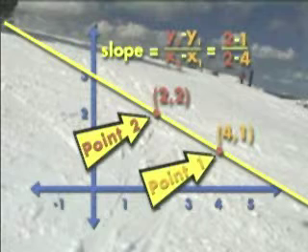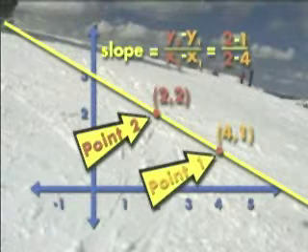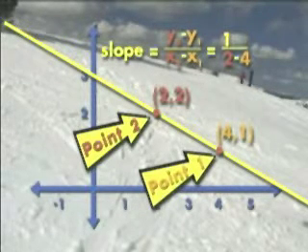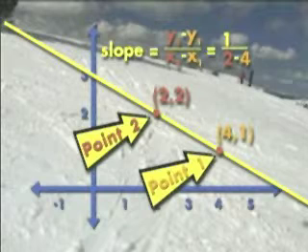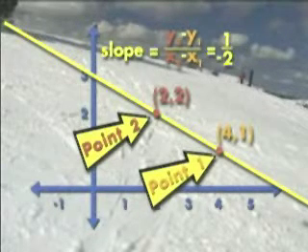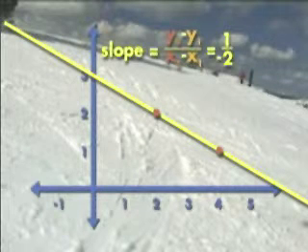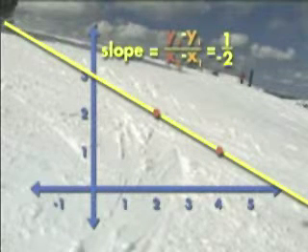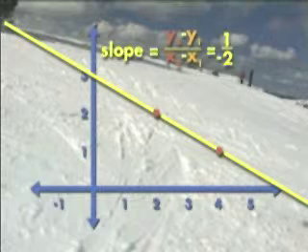Then, simplifying the numerator, we have 2 minus 1, or 1. And in the denominator, 2 minus 4 is negative 2. That makes the slope equal to 1 over negative 2, which is the same as negative 1/2.